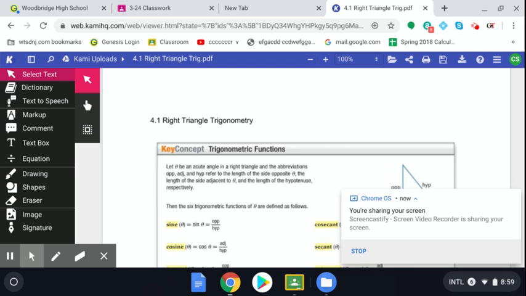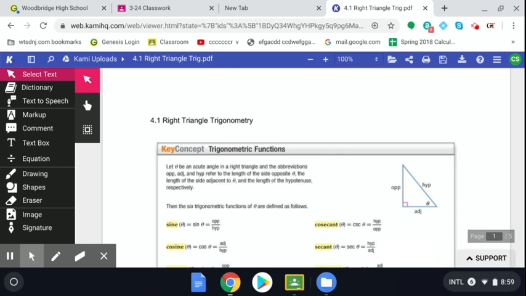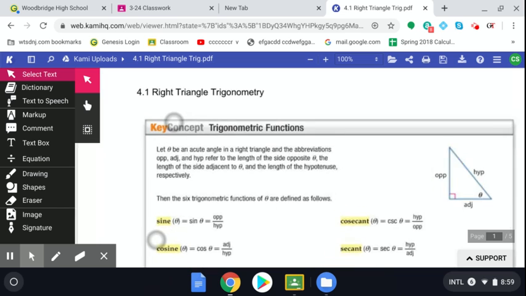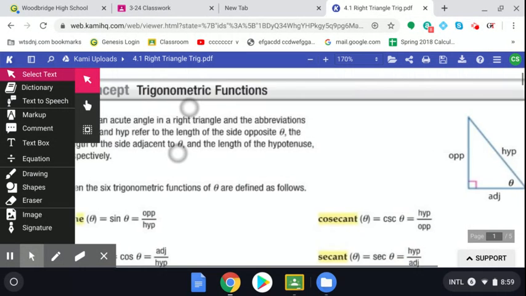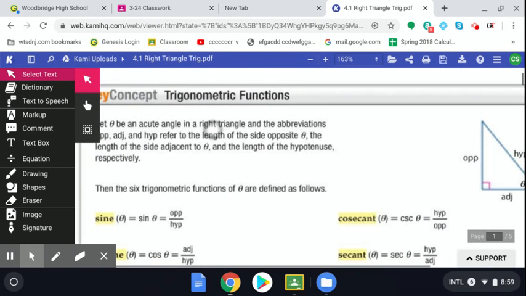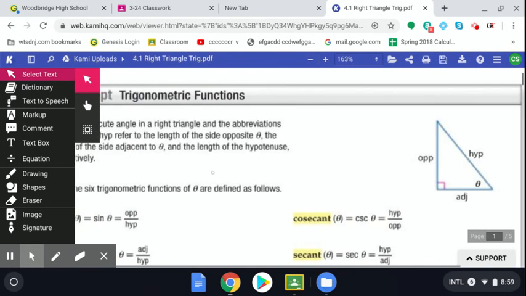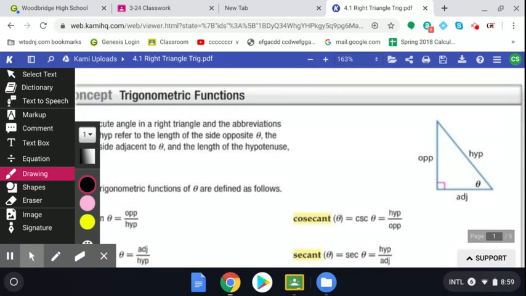Okay, so we're moving on to trigonometry now, which is going to be chapter 4. And 4.1 is going to be pretty much a review of the trigonometry that you learned in geometry. So it starts out by telling you the trigonometry functions that we have. And in this case, they referred to this angle here as theta. So that's theta. So we have 6 trig functions.